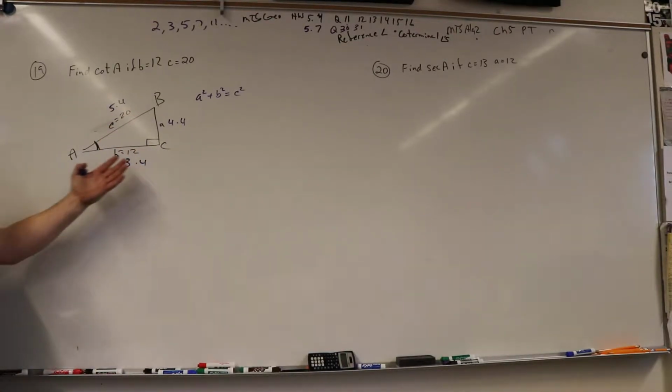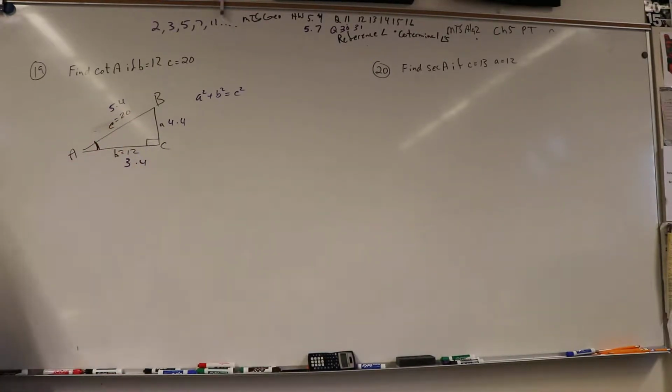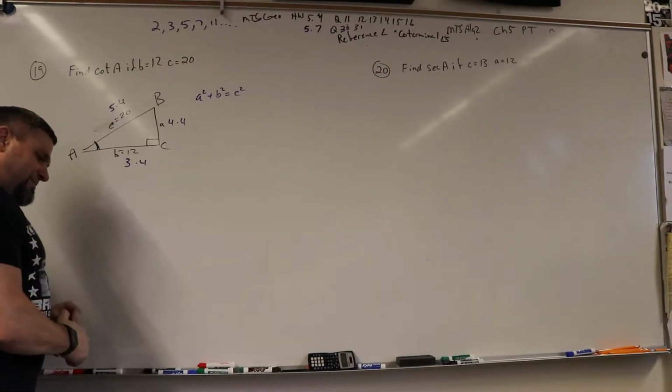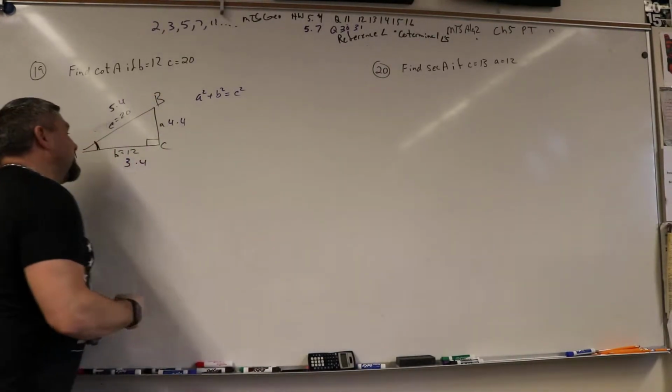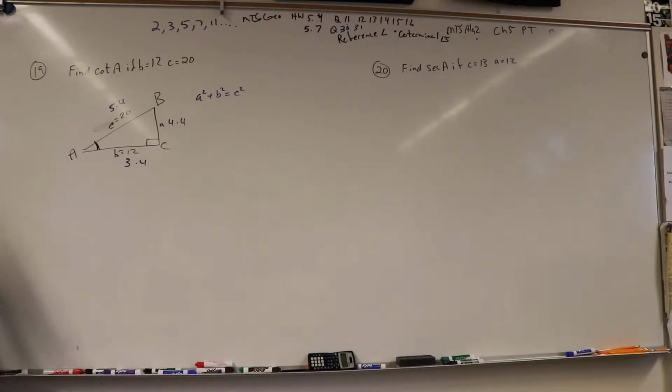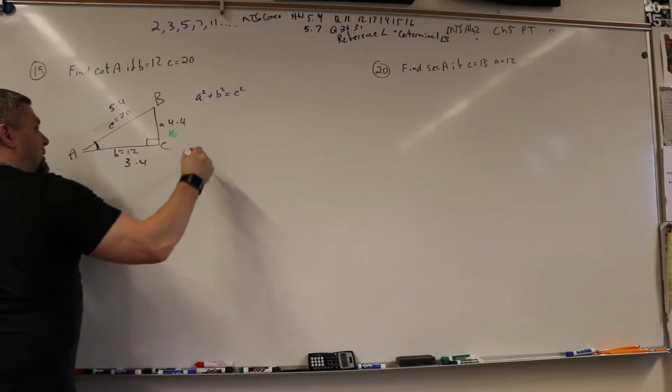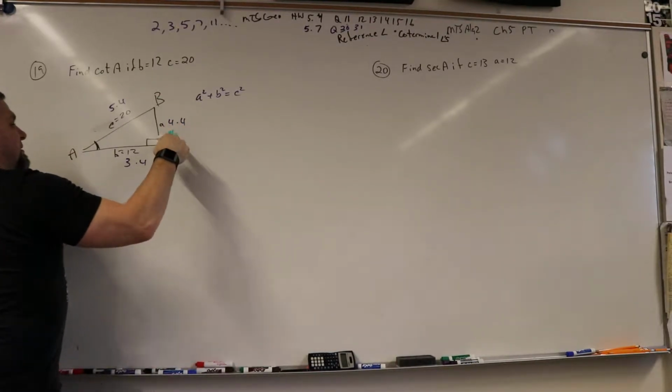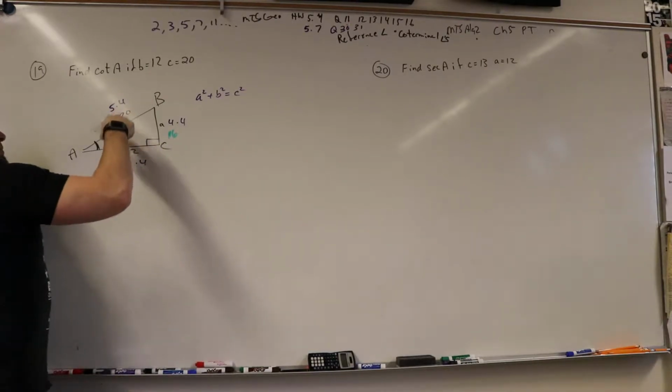Now it doesn't look to scale because this looks shorter than this side, right? But it's not about scale. It's about math. Okay? So what is 4 times 4? 16. Yes. So that means this is 16, 12, and 20.